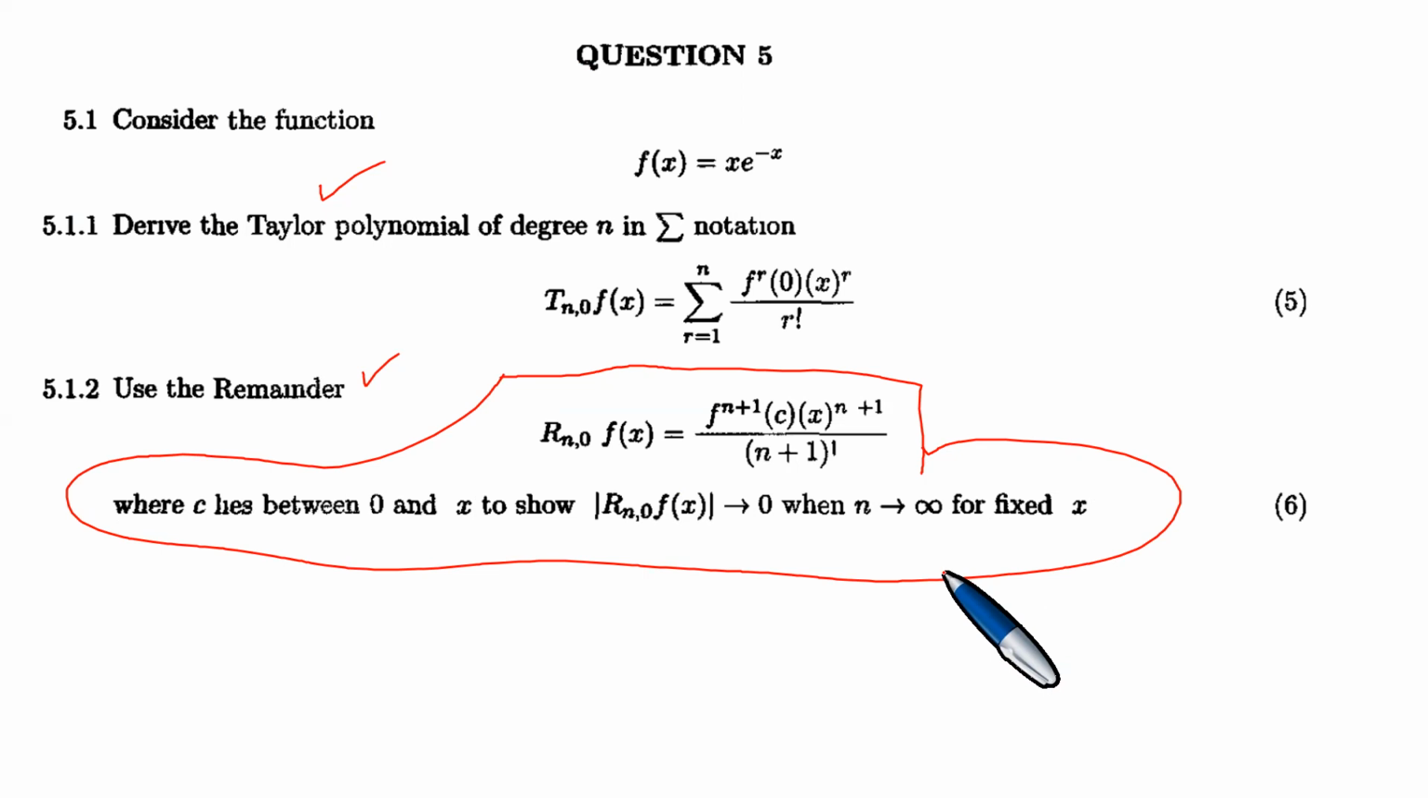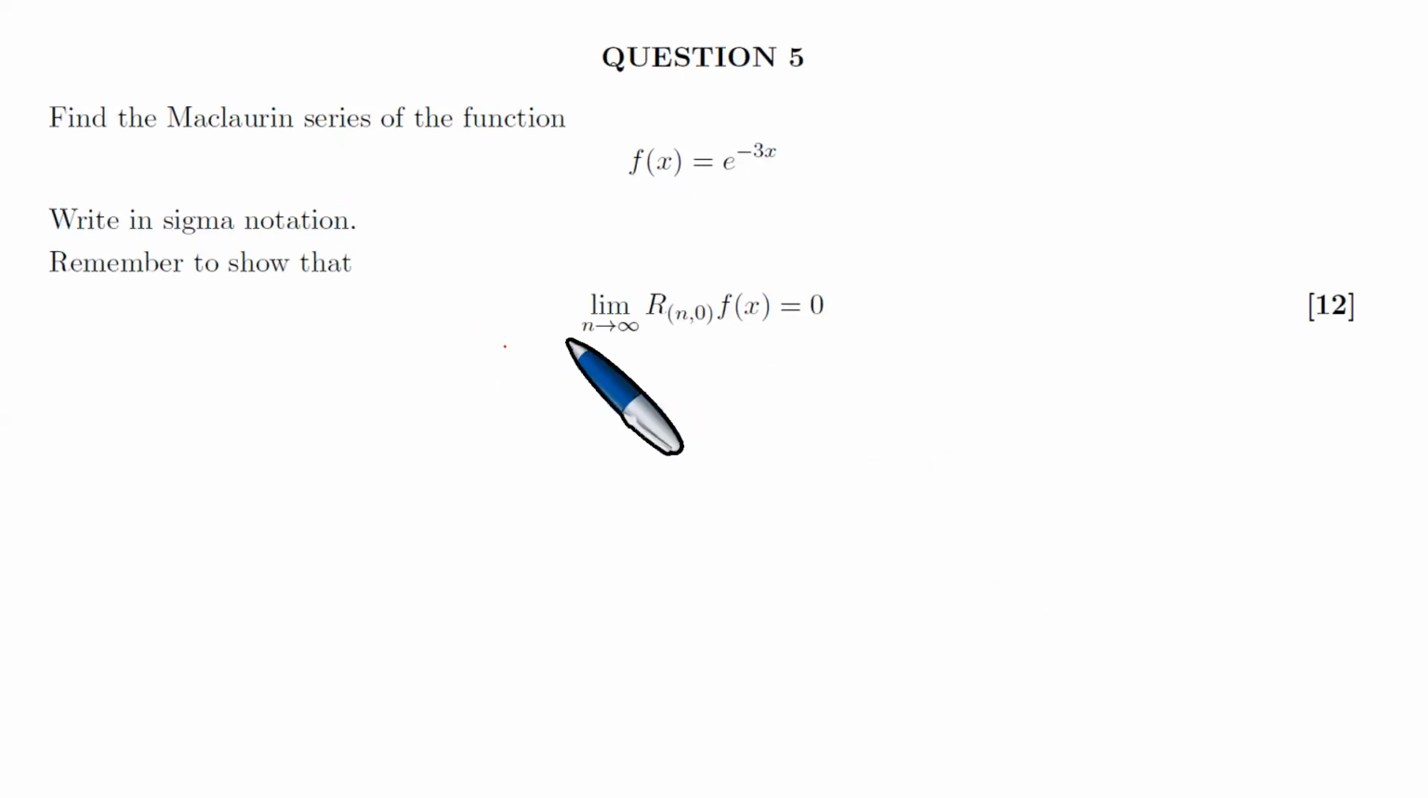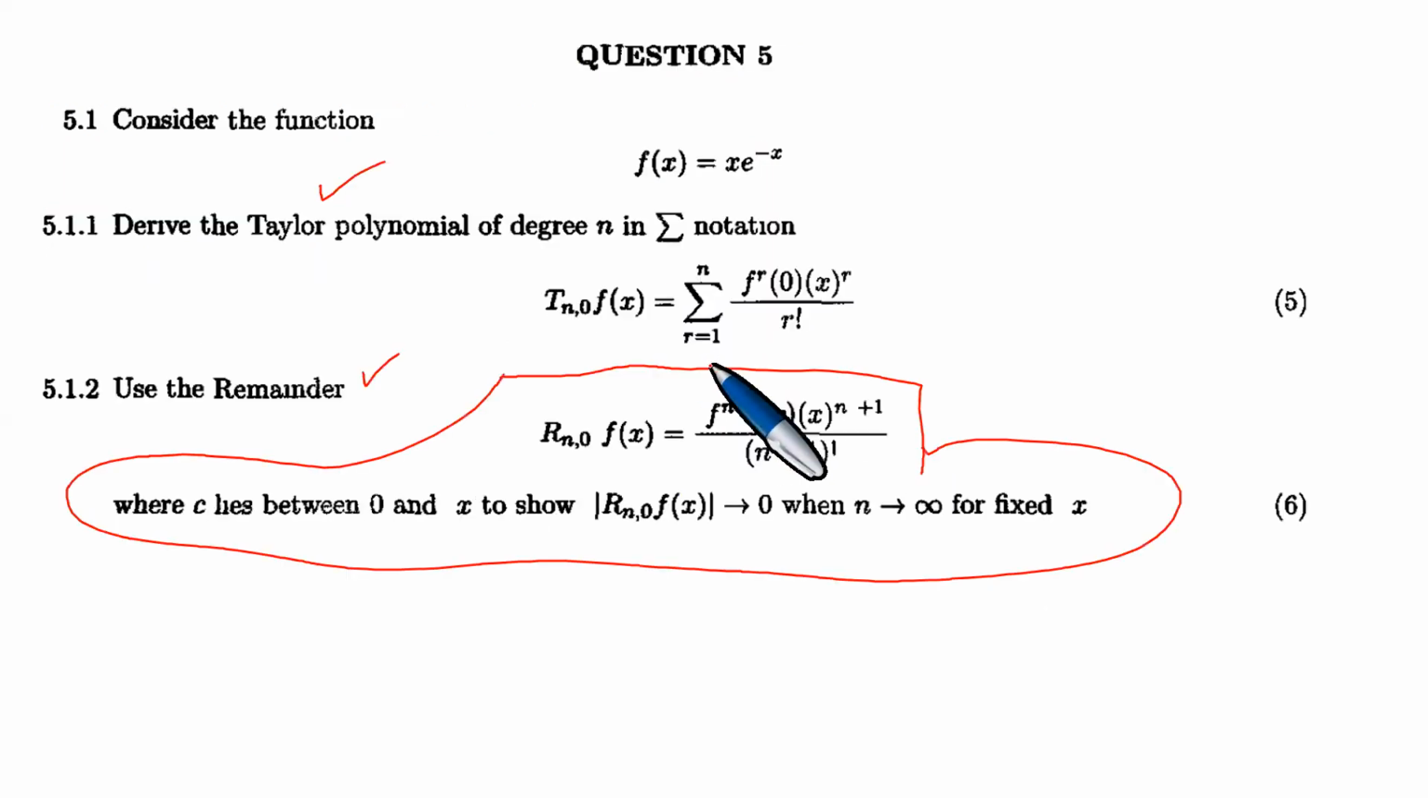But now, in a question like this one, they said to show that this limit is 0. But what is the Rn comma 0? It's this one. That's why I brought this question from a past paper. It's there in the textbook, this formula, but obviously we need to use it here. It'll be very interesting to look at the Taylor series question.